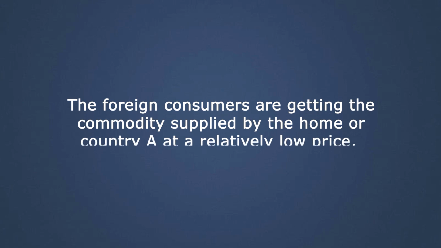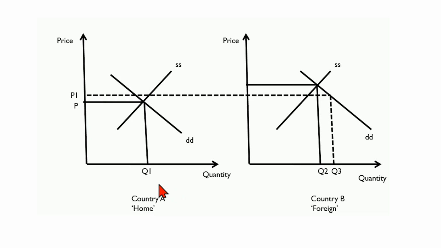The foreign consumers are getting the commodity supplied by the home country, country A, at a relatively low price. The price is here. So foreign consumers are also happy that they are getting the commodity at a lower price, and the domestic producers are happy because they can sell the commodity at a higher price. So the internationally traded equilibrium will be attained at a point which is slightly higher than the domestic price, meaning the price of country A, and lower than the equilibrium price of country B.